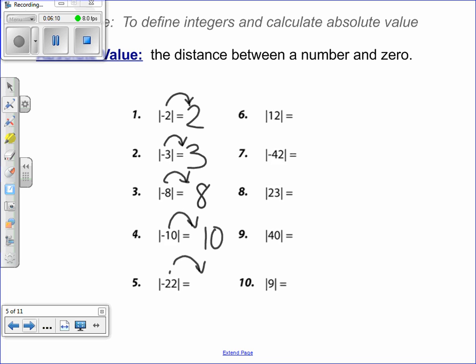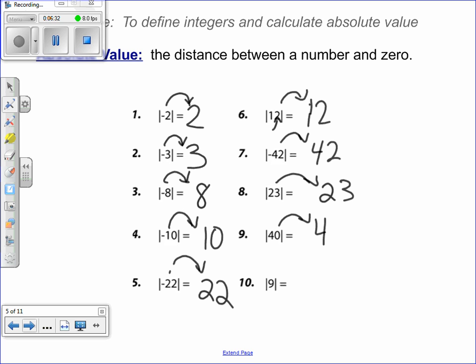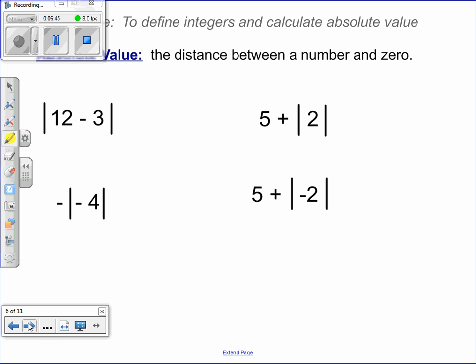All right, negative 22, getting out of jail, feeling pretty positive. 12 is feeling positive in jail. Something in jail must have been good, okay? But getting out still feels positive. Negative 42, distance from 0 is 42 units. 23, distance from 0 is 23 units. Feeling positive to be getting out of jail. 40, absolute value of 40 is 40. Absolute value of 9 is 9. And so as you look at these, notice that every single answer is positive. Whether it started out negative or positive, still is positive.